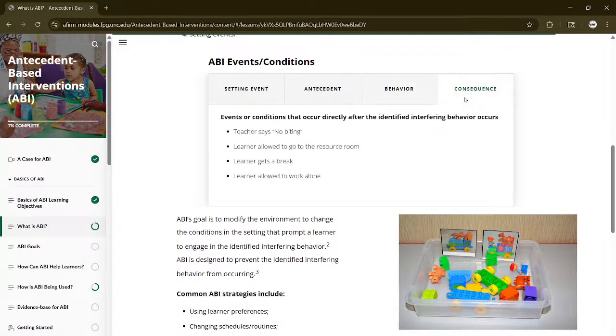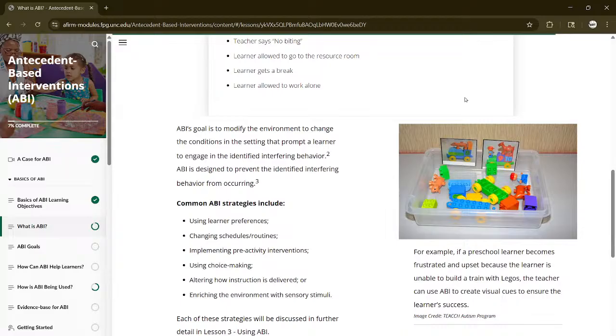Lastly, consequence. Events or conditions that occur directly after the identified interfering behavior occurs. Examples being teacher says no biting, learner allowed to go to the resource room, learner gets a break, learner allowed to work alone. ABI's goal is to modify the environment to change the conditions in the setting that prompt the learner to engage in the identified interfering behavior. ABI is designed to prevent the identified interfering behavior from occurring.